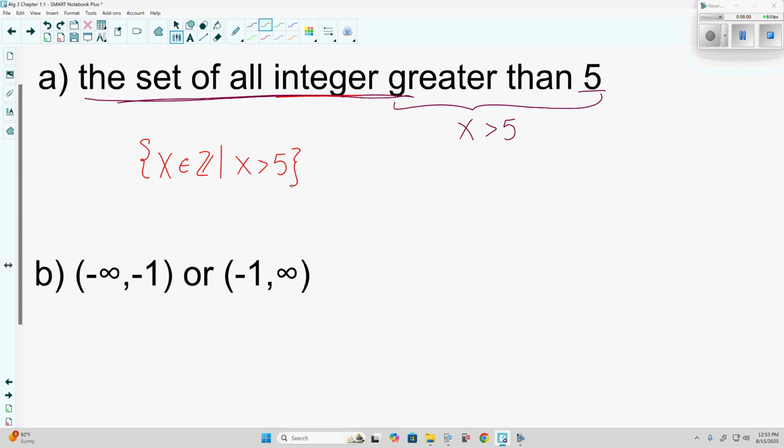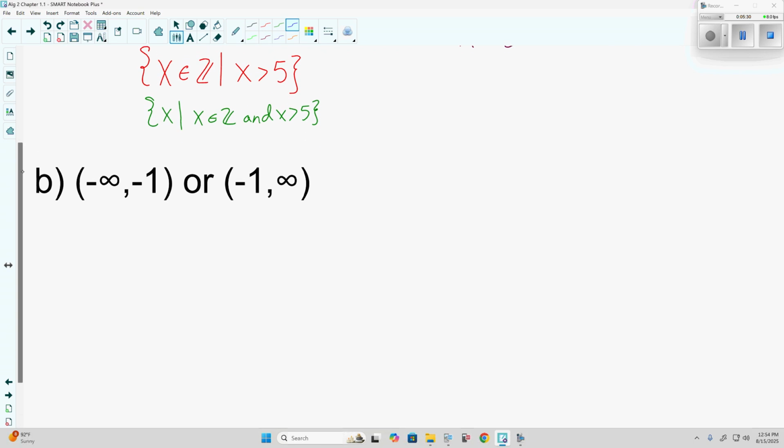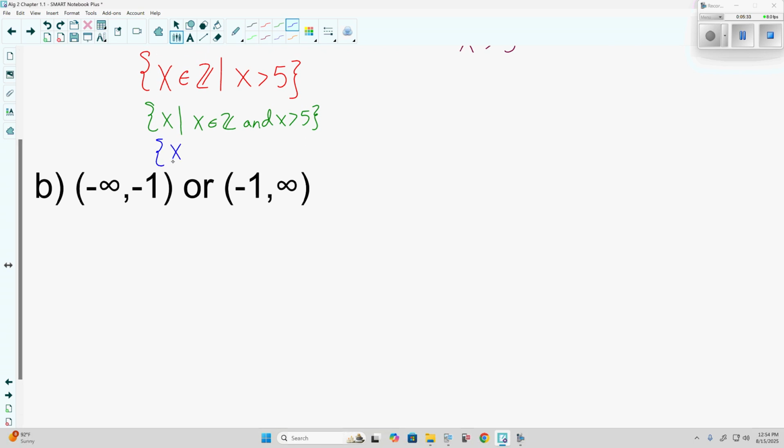Questions on this here? And there are other ways to write this. We could say the set of all real numbers x such that x is an element of the integers and x is greater than 5. It is saying the same thing, it's just a few more words, a few more symbols, but we do get the same statement. Now the textbook, Big Ideas, does this a little bit differently, and I really don't like this.